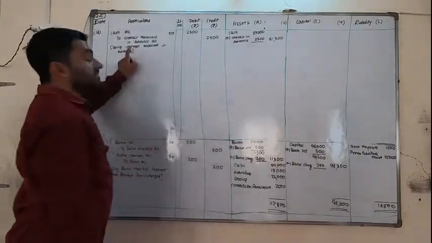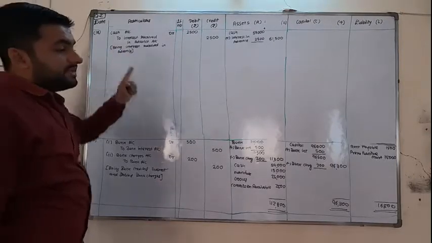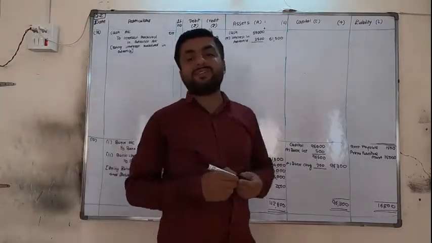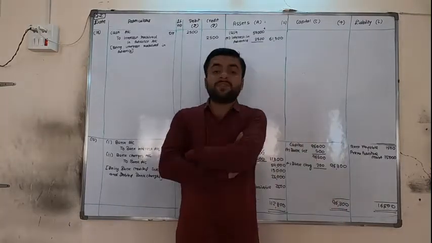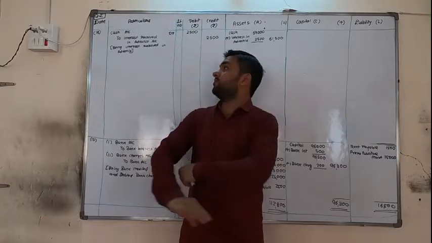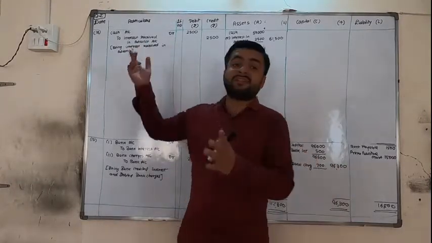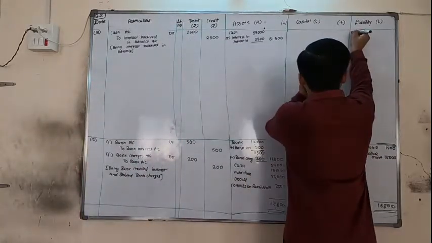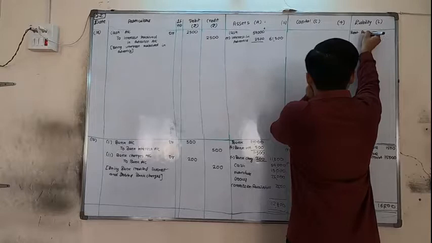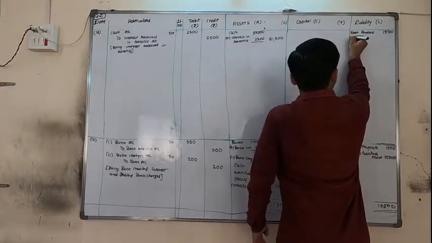Then interest received in advance. As I said, if it is normal interest, then it is shown in capital because it is income or expense. But this is received in advance, or something is payable or receivable. So if it is credited, then it would be a liability. If it is debited, then it would be an asset. So it is credited, so it is a liability. For that we need to write all the liabilities. Rent payable 1,500.